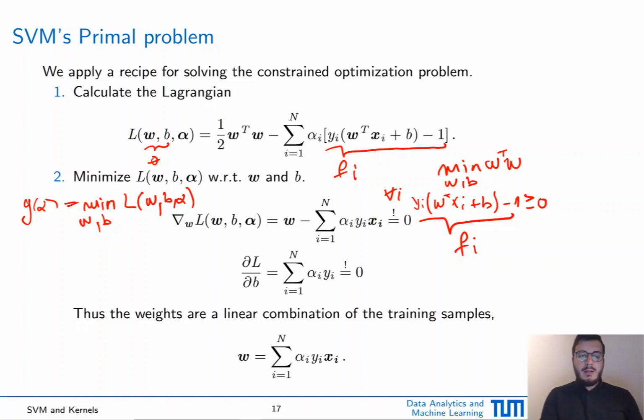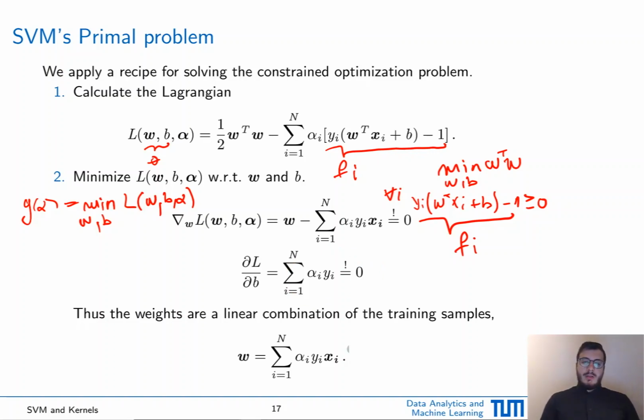Let's take the gradient of this function with respect to w. We have two terms. The gradient of this quadratic is simply 2 times w, and then the 2 cancels with the 1 half. And the gradient of this linear function is simply alpha i yi xi. We can do the same thing for the other parameter, for the scalar b, take the gradient with respect to b, and we obtain this expression over here.